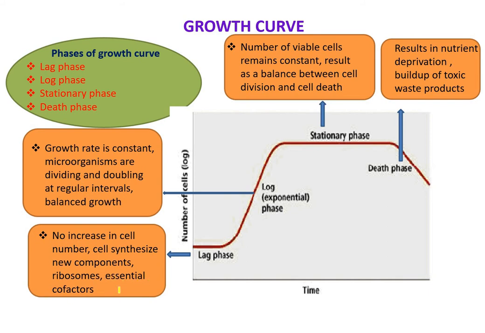Then comes the log phase, which is also known as the exponential phase. This is the main phase where the cells divide exponentially and double at regular intervals with balanced growth, and the growth rate is constant. Now after the log phase, the cells enter the stationary phase.